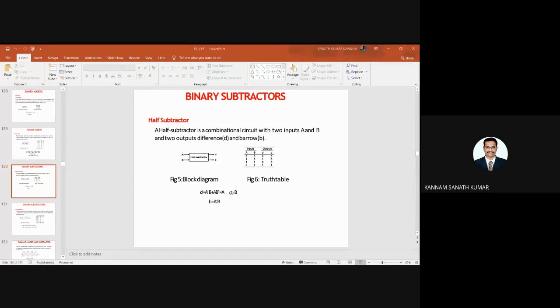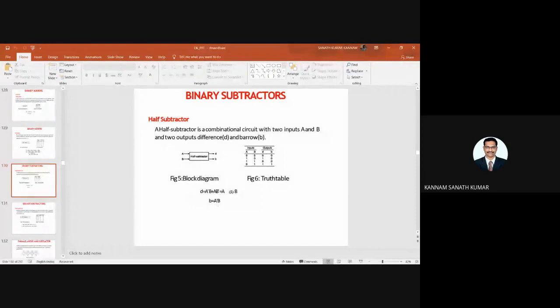For the difference, if you observe, when the two inputs are the same you get the output 0, and when the two inputs are different you get the output 1. So this is nothing but the truth table for the XOR gate. D equals A dash B plus A B dash, which is A XOR B. And for the borrow, B equals A dash B, since only in this case is the borrow 1. These are the expressions for the half subtractor.